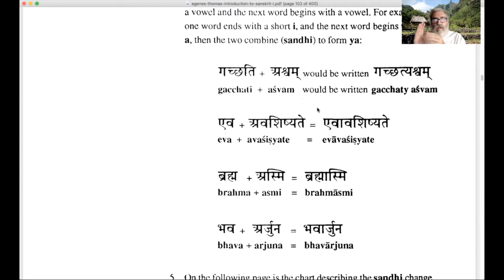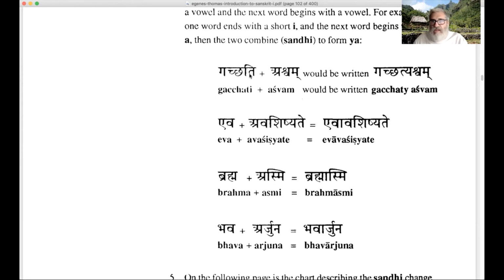Plus, the next word we're going to see is ashvam. Now, ashvam, as we know, ashvaha is akaranta pumlinga. It is a short A ending masculine noun. It means horse. And ashvam is the accusative singular, or dvitiya ekavachana, of the noun for a horse. So this gachati plus ashvam should be written as gachatyashvam. Did you notice what happened here?